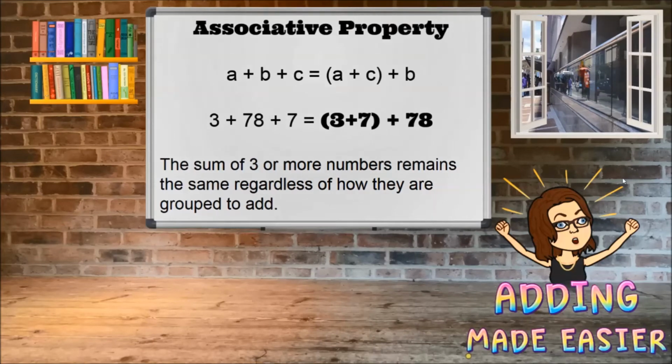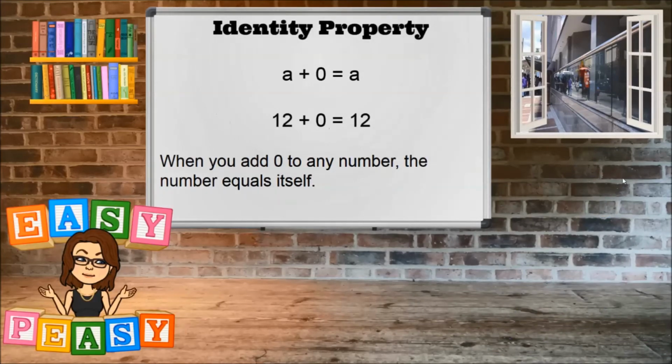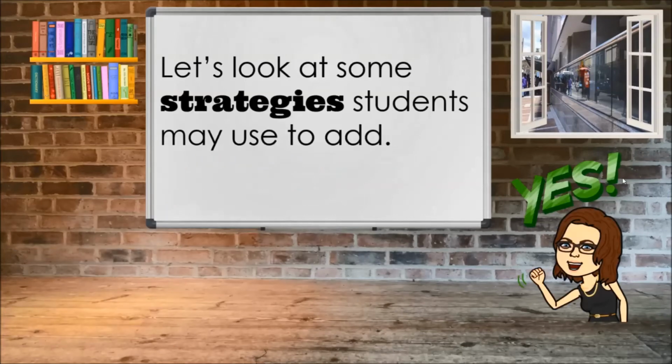Associative property. The sum of 3 or more numbers remains the same regardless of how they are grouped to add. In this example, it was easier to add 3 and 7 to get a 10, and then add the 10 on to the 78. The identity property is the easiest property. When you add 0 to any number, the number equals itself.